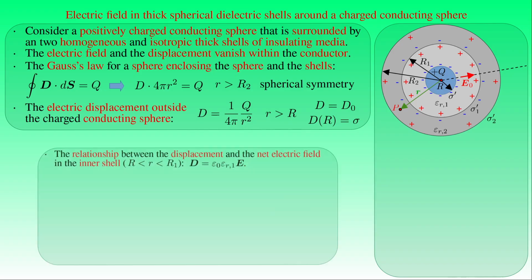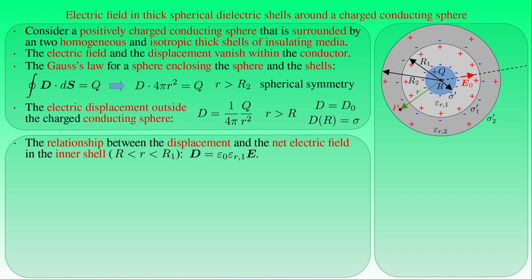The relationship between the net electric field and the inner dielectric shell is given by the formula stating that the displacement vector D is equal to the vacuum permittivity epsilon naught times the relative permittivity epsilon sub R1, times the net electric field E in the shell. If the absolute dielectric constant of the insulating material in the shell, that is the product of epsilon naught and epsilon sub R1, is denoted by epsilon 1, then the magnitude of the displacement D can be written as the absolute permittivity epsilon 1 times the magnitude of the electric field E in the shell.